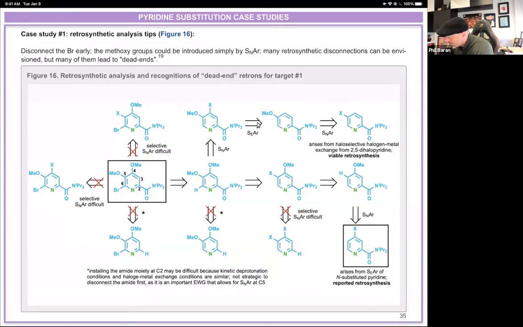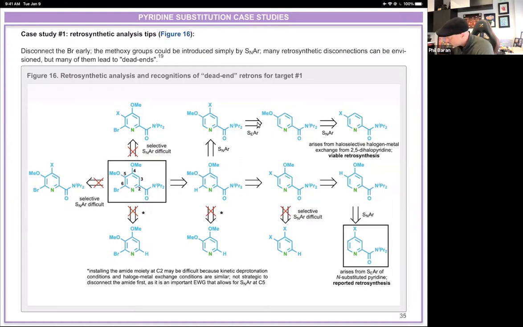So we want to move backwards and disconnect early the bromo. If we look at that table we talked about before, the bromo is probably going to be one we want to disconnect early, leading us to the intermediate you see in the dead center of the screen. And then you can imagine that arises from a selective SNAr on the top, which is a decent disconnection. And then you could put a halogen there, that's decent. And that could get us back finally to the 5-halo-2-carboxypyridine. That is a certainly viable retrosynthesis. You could write that on a test and you get full credit.